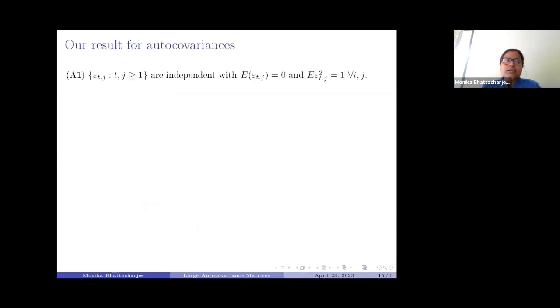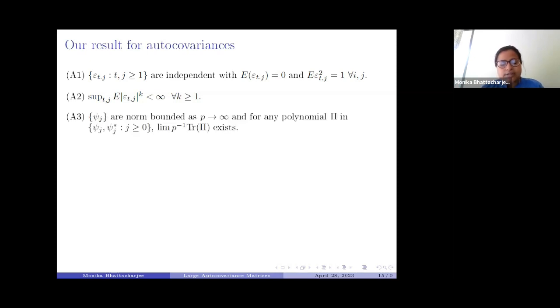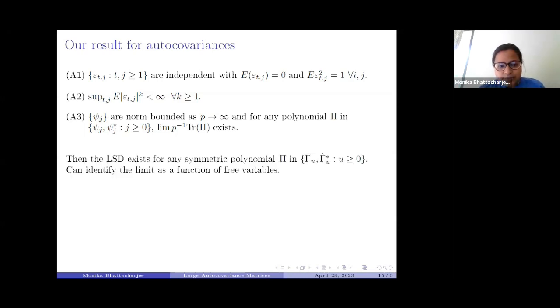And this is our result. We consider that the epsilon_t's are all independent, so the entries are all independent. We don't need them identically distributed, and they have mean zero and variance 1. We'll assume all moments exist, but we can relax this assumption later. We need this because we deal with polynomials of all degrees together. And we'll have certain conditions on the coefficient matrices, which are much weaker than what we have in the literature previously.